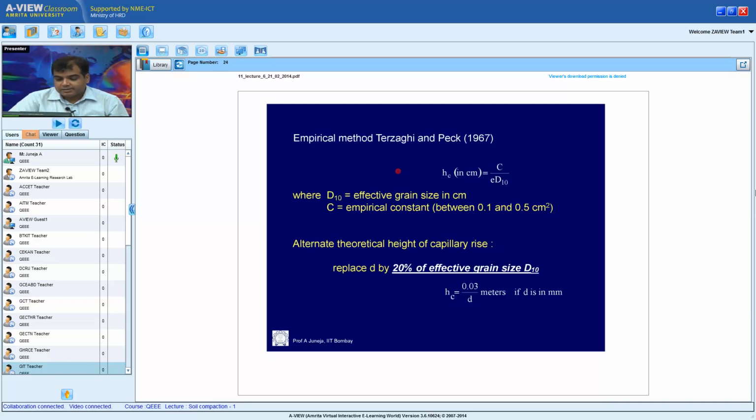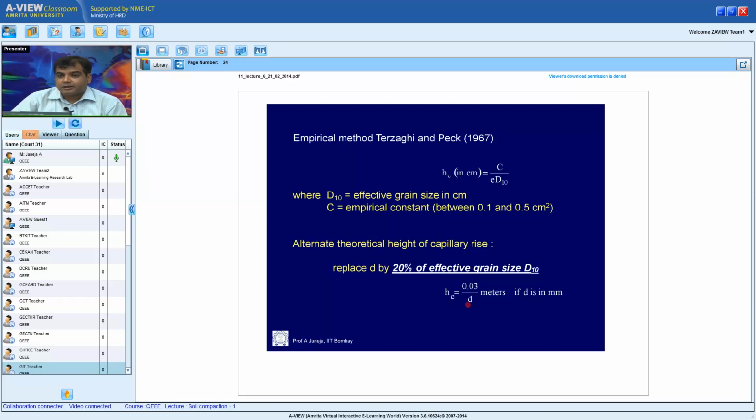So the last slide has some empirical relationships which have been developed, very similar to the one which we have used from the capillary tube analogy. Terzaghi and Peck in their textbooks have HC, the capillary height, again in centimeters, with the same kind of empirical equation. There is a constant C which has a range of 0.1 to 0.5, and D10 is the particle size, which you read from the grain size distribution. You read out the particle size corresponding to 10% finer than. And e is the void ratio.